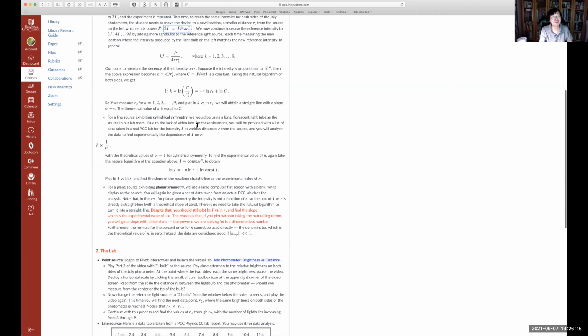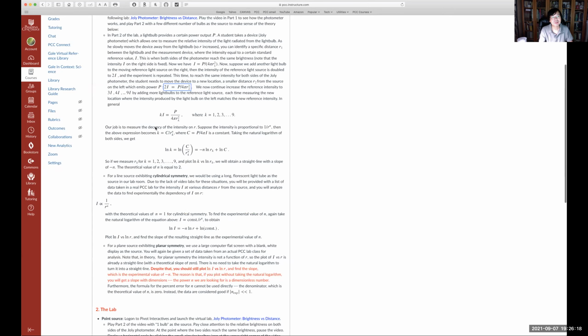So you start with I equals a constant times r to the power n. You take the natural log of both sides. Then, instead of plotting I versus r, which would be a curve, if you plot natural log of I versus natural log of r, you get a straight line. And the slope of that straight line is the power n you're looking for.